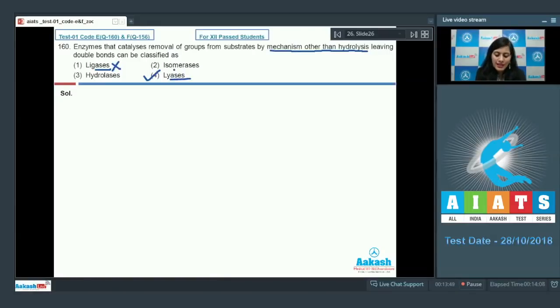The second option is isomerases. Isomerases, these enzymes catalyze the rearrangement of molecular structures to form isomers. So this cannot be a correct answer. Our third option is hydrolases. These enzymes catalyze the breakdown of larger molecules into smaller molecules with the addition of water. So this cannot be a correct answer because these enzymes involve hydrolysis. So the correct answer for this question is option number 4. Let's move on to the next question.